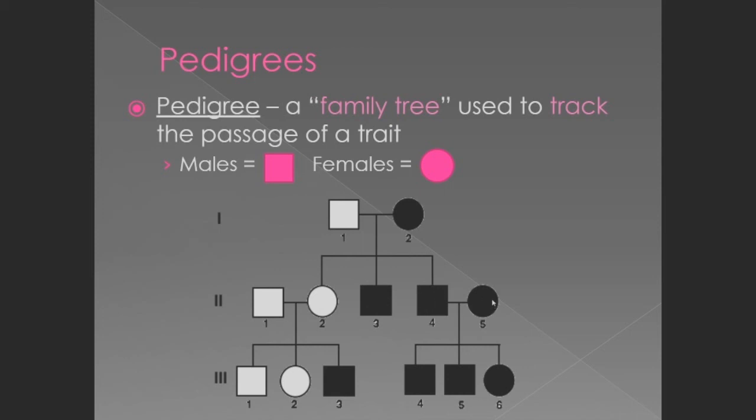This male met another female and produced 3 offspring. This female met a male and produced 3 offspring as well. So remember, you're just tracing these lines where they go. We're going to talk about what the colors mean here in just a minute.